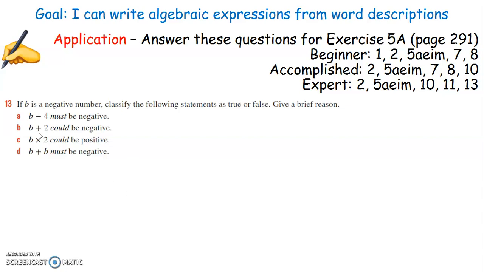Okay, question 13. If B is a negative number, classify the following statements as true or false and give a brief reason. In A, we have B minus 4 must be negative. Okay, so it's important, the word must there. Right, so A, B minus 4. Now we know that B is negative.